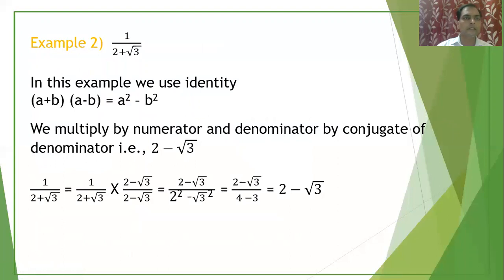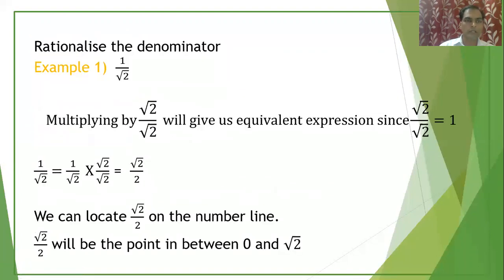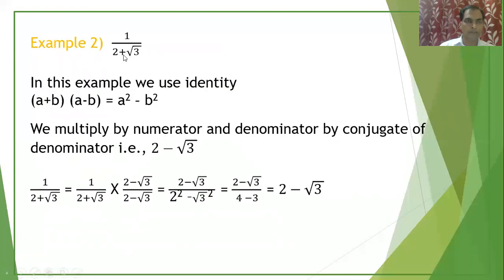Okay, let's see another example. Example 2. The other example is 1 upon 2 plus root 3. So here it is different than example 1. In example 1, to convert the denominator to a rational number, we directly multiplied by root 2. But here, if you see the denominator, we have a plus sign. So directly multiplying by root 3 will not help. So we are instead using a different method.